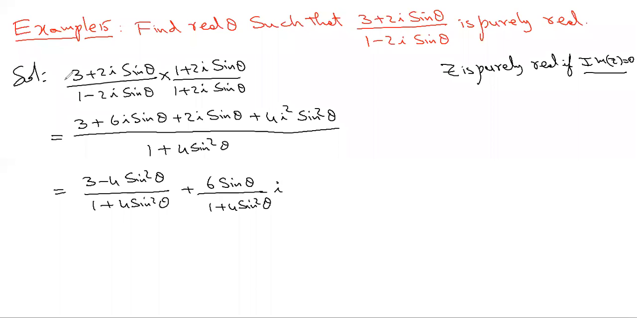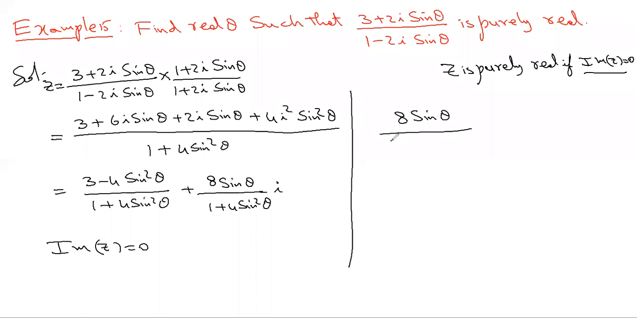So once you get this, let us name this as Z. So purely real is given. So for that, the imaginary part of Z should be equal to 0. So this is 8 sine theta. So imaginary part of Z equal to 0, so 8 sine theta by 1 plus 4 sine square theta equal to 0.